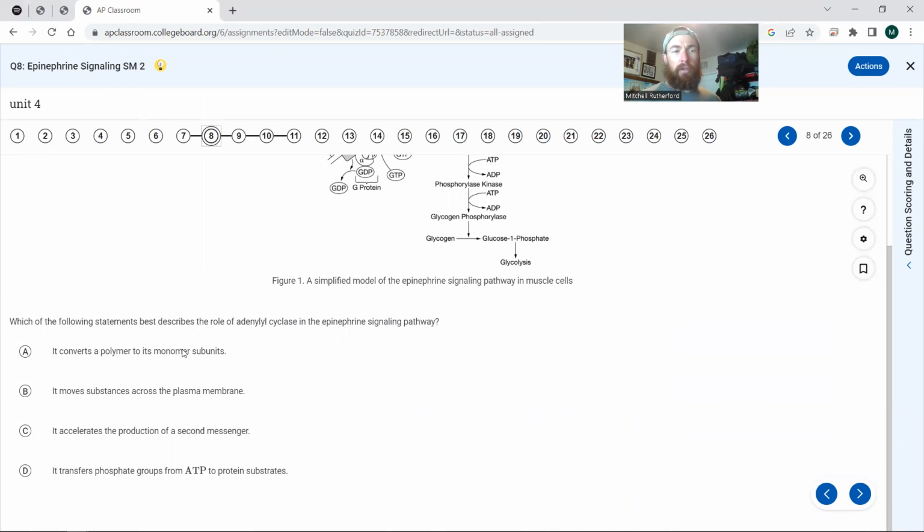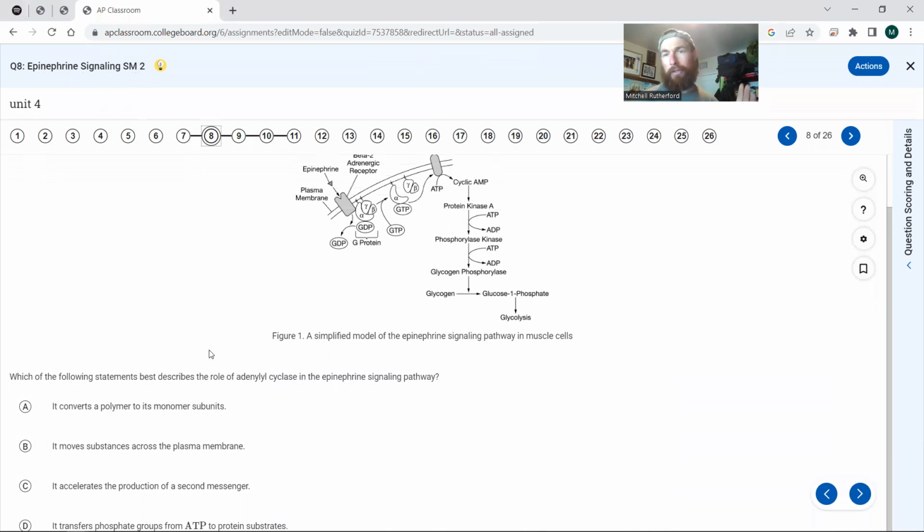A: It converts a polymer to its monomer subunits. Now, listen, ATP does have three phosphates, and AMP, maybe you don't know, but we know ATP is not a polymer, okay? It's not like you have an AMP and another AMP. You have the A, and then you can add three phosphates to it. So it's not really a monomer-polymer situation there. That's really only for carbs, proteins, and nucleic acids. We've never talked about ATP being a polymer. So that might just rule that out.